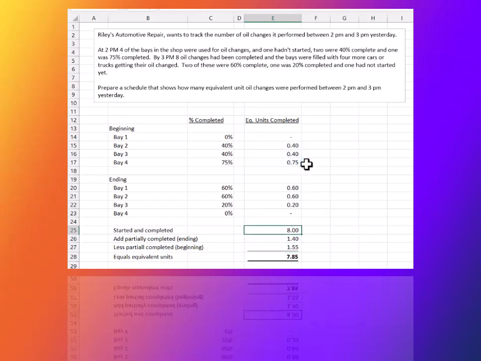Okay, so started and complete 8, add in equivalent units in ending, subtract out the equivalent units in beginning because those don't relate to the period at hand, and we're able to calculate the equivalent units, which was 7.85 oil changes.